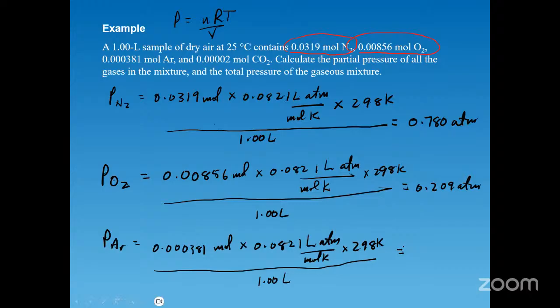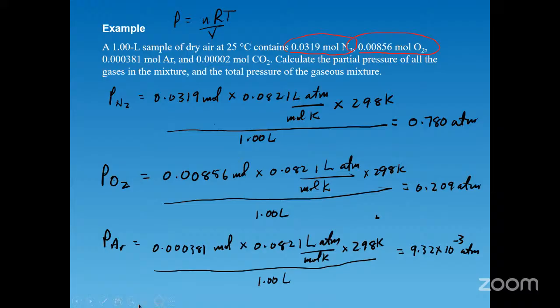0.000381 times 0.0821 times 298 divided by 1. Okay, so in this case, I got 9.32. Now I have to roll this out to 3 sig figs. So 9.32 times 10 to the minus 3 atmospheres. And then the last one, I ran out of space.